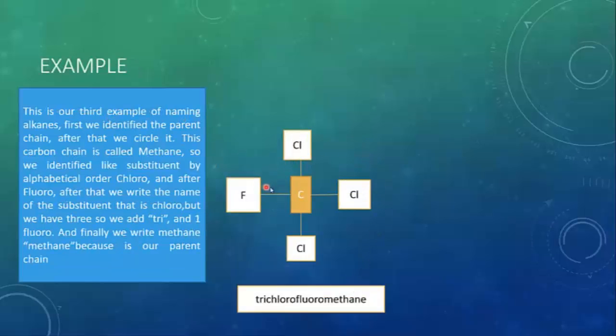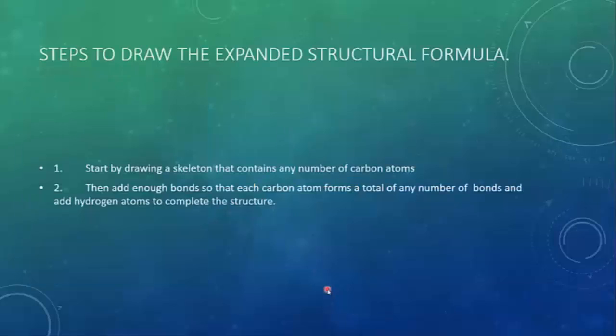This is our third example of naming alkanes. First we identify the parent chain, after that we circle it. This carbon chain is called methane, so we identify the substituents by alphabetical order: chloro, and after fluoro. After that we write the name of the substituent, that is chloro, but we have 3, so we add tri chloro and 1 fluoro. And finally, we write methane because it's our parent chain.